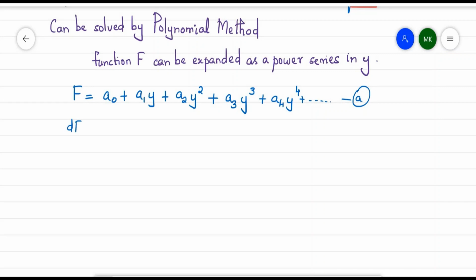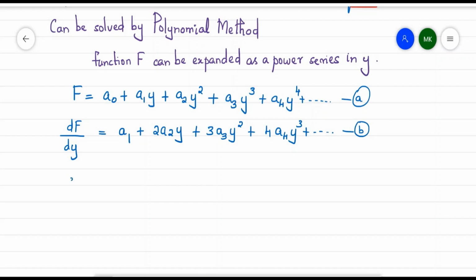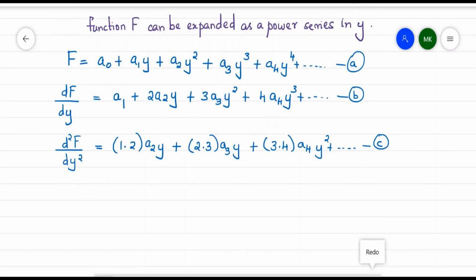Now find df by dy. df by dy can be written as a1 plus 2a2y plus 3a3y square plus 4a4y cube plus etc. Let this be equation B. Now find d square f by dy square. D square f by dy square is equal to 1 into 2 a2 plus 2 into 3 a3y plus 3 into 4 a4y square plus etc. Let this be equation C.